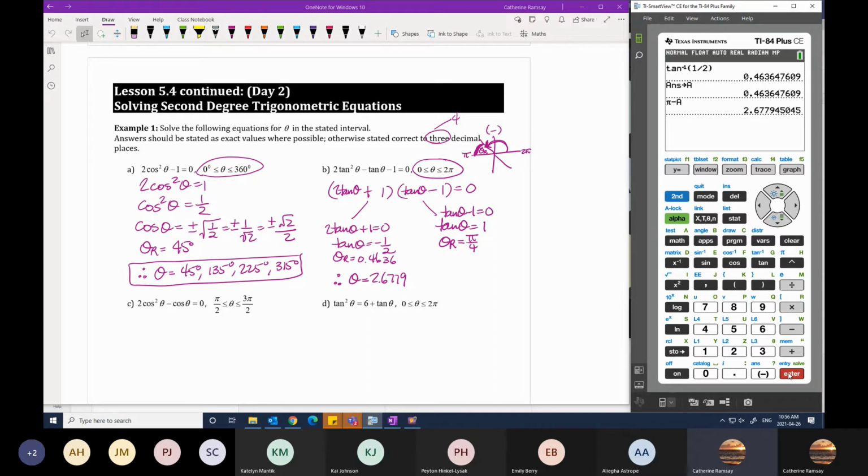So I know it says correct to 3, but I always go 4. You can truncate it at 4, and that's what I do. You can round at 3, you can truncate at 3, but you can't go less than 3. So I always go 4 just to make sure. Okay, so I have that second quadrant answer.